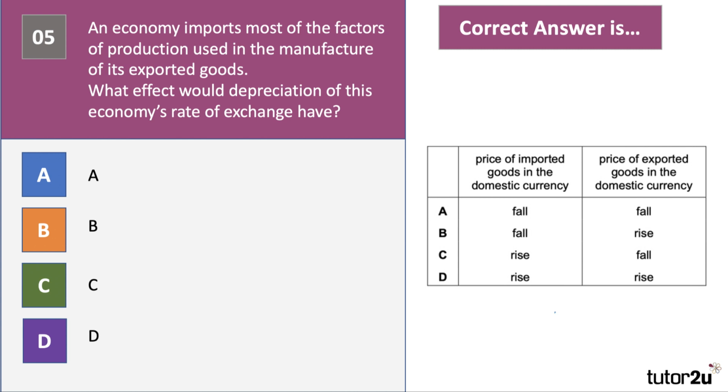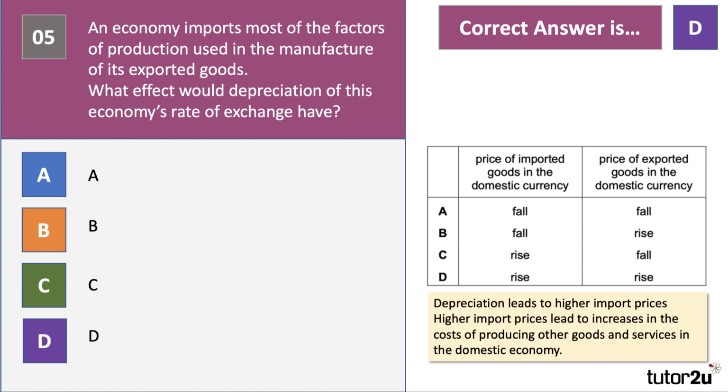And the answer actually turns out to be D, because those higher import prices, of course, are used in the manufacture of the exported goods. That's going to lead to an increase in the variable costs of producing other goods and services, including exports. And it says the price of exports in the domestic currency. That will go up. So the answer there will be D.